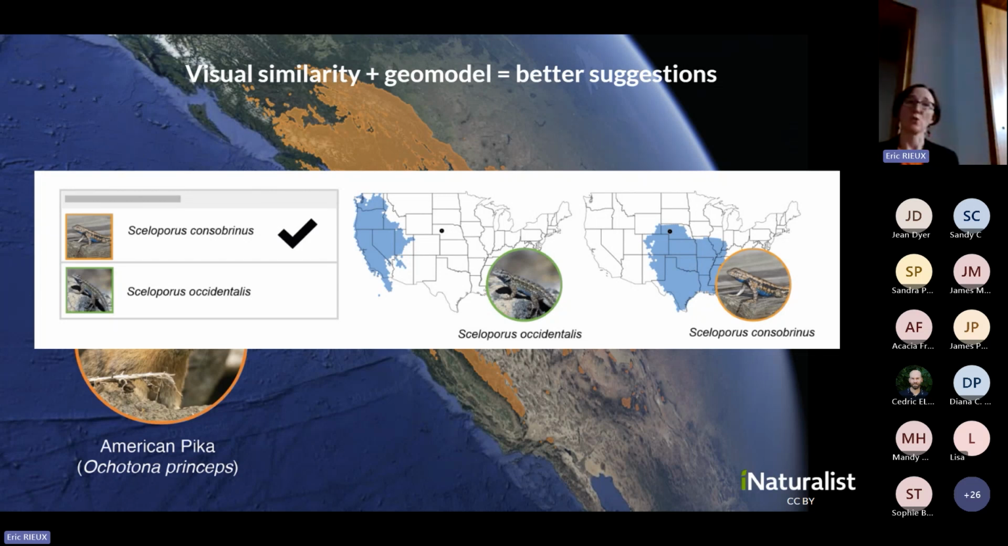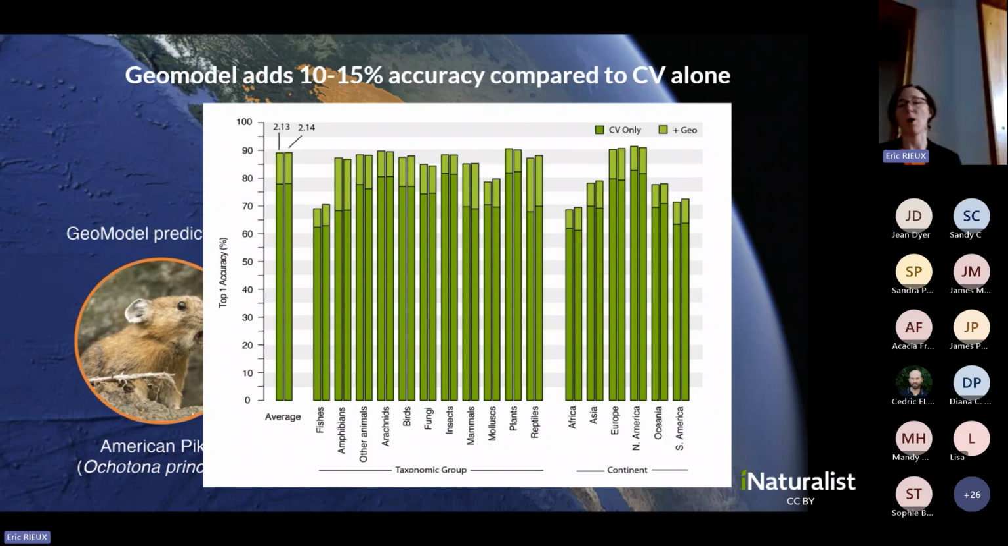Next. So each time we update our computer vision model and our geomodel, which is happening now once a month, we compare the two models, and we also look at how accurate the model is with computer vision alone, which is shown in the lower darker green bars, and how much additional accuracy is added by also including the geomodel, and that's the lighter bar on top. So you can see that overall our accuracy is close to 90%, but that it varies quite a bit taxonomically as well as geographically, with the highest precision ones being in actually plants, as well as Europe and North America.